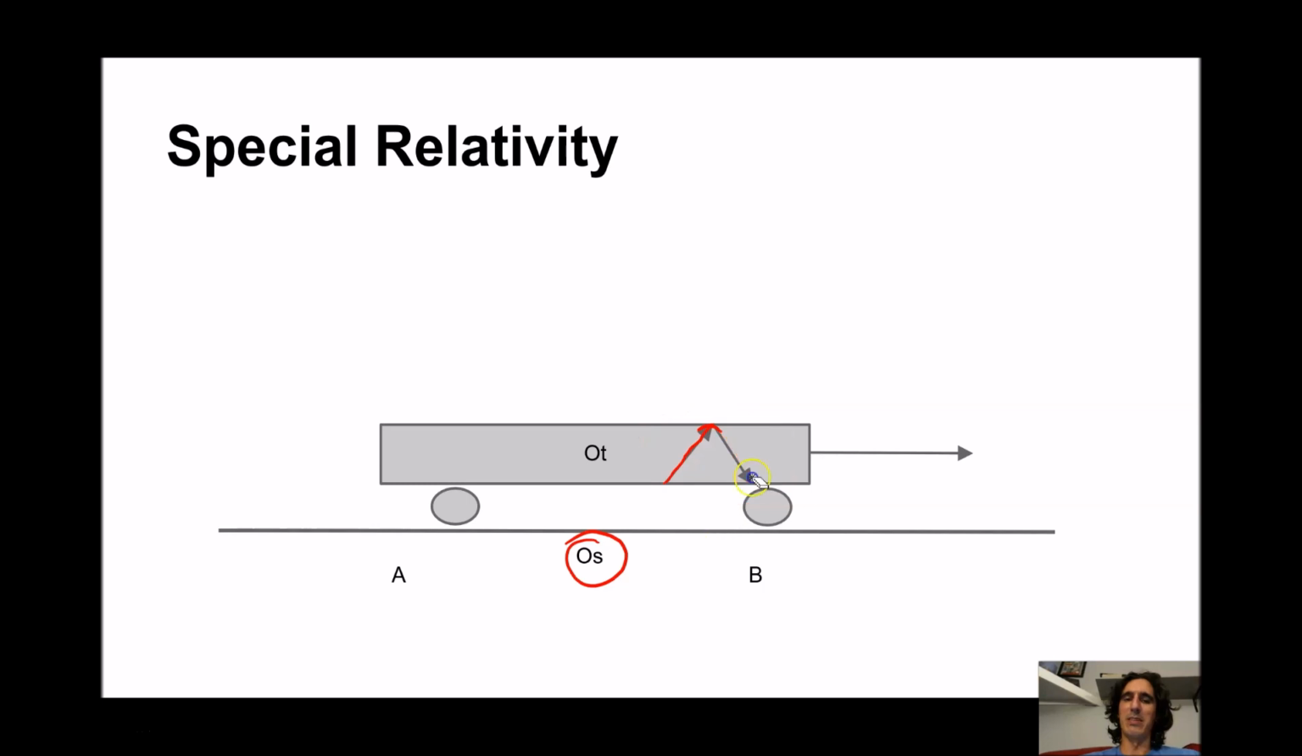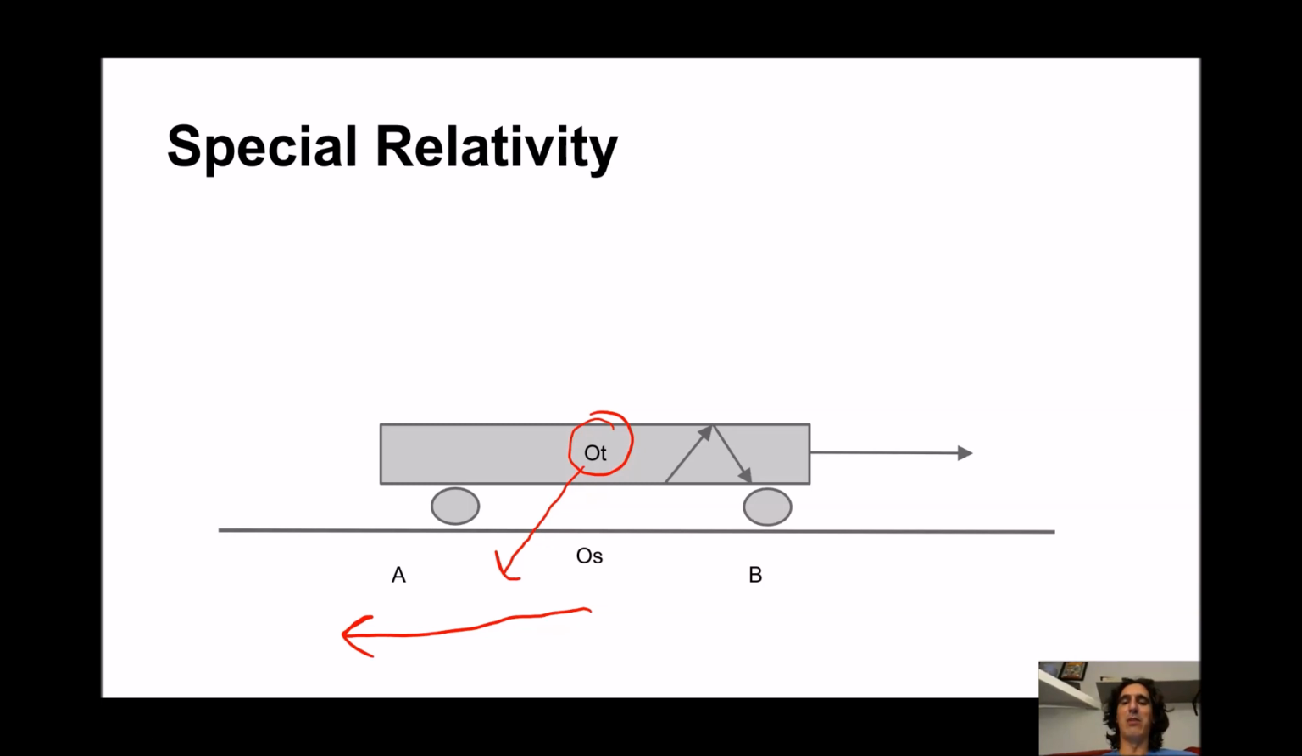Now, the weird thing about relativity is that it goes both ways. The person that's sitting on the train, they could say that they feel like they are stationary, and O sub s, the person on the outside, is moving to the left. And in this case, the same exact thing happens. The observer on the train, they feel like they are stationary. They think that the person that's on the outside of the train is moving to the left, and therefore their time is slowing down.